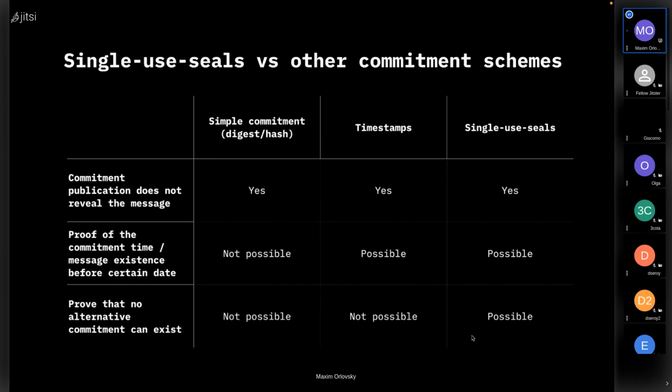Why do we need this primitive? Well, basically because it addresses the main problem of double spending or double committing. So with a single-use seal, you can build a sequence or chain of commitments where you can prove that the history of this change over time was unique and there was no alternative history created.